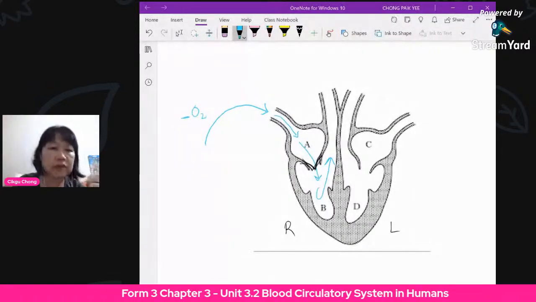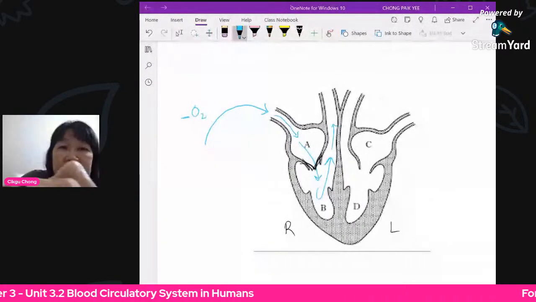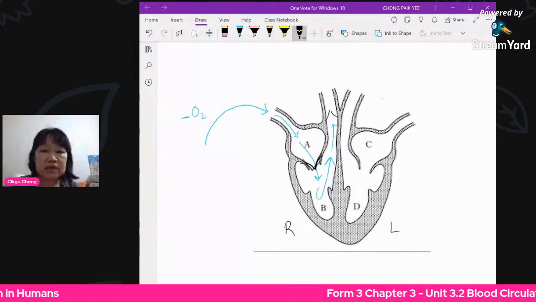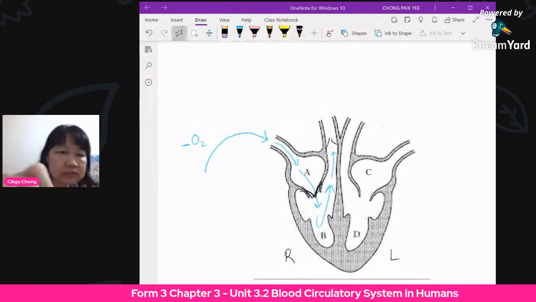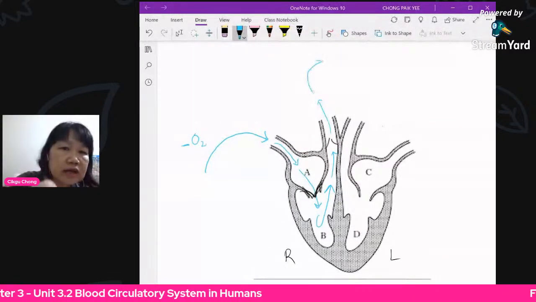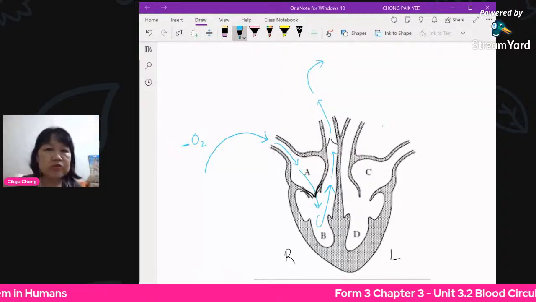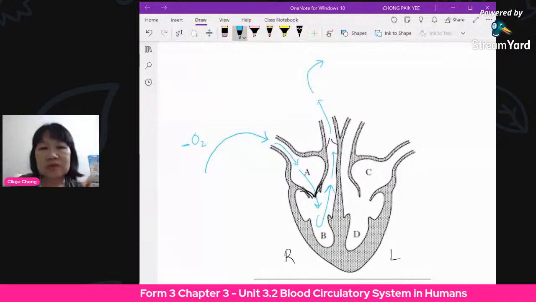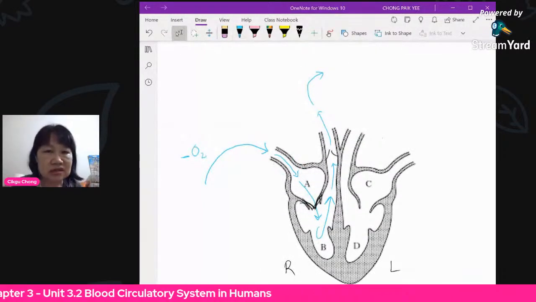So now it's going to go up, and go up to where? Of course, we have another valve here, the semi-lunar valve. Once it goes up here, this blood is actually going to be delivered to where? This blood has no oxygen, so actually it's no use. So you want to recycle it. Where do you think this blood is going to go?